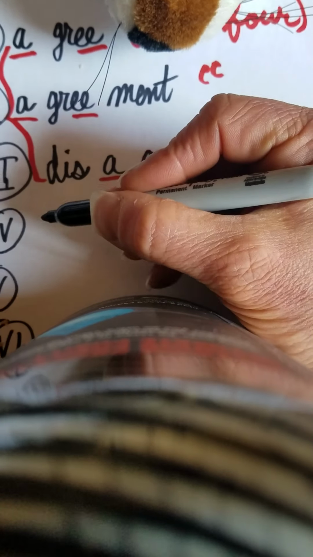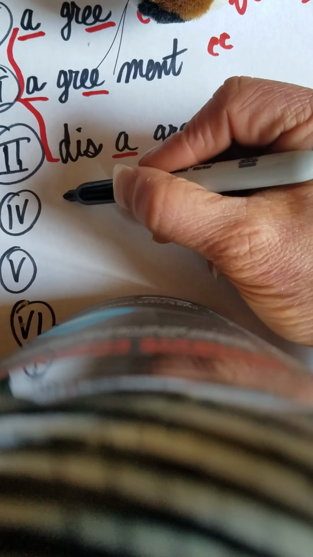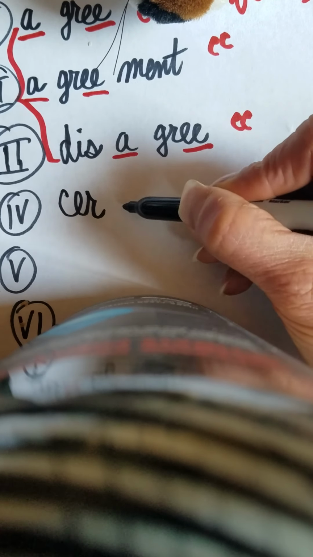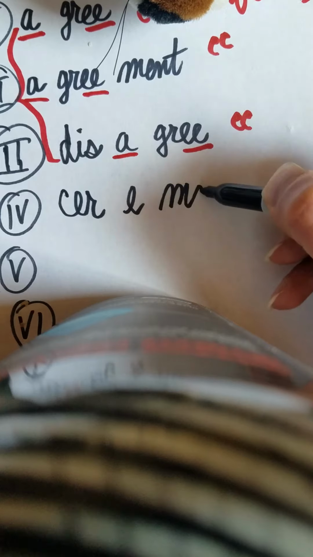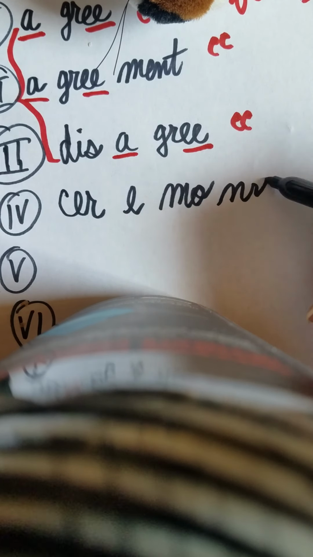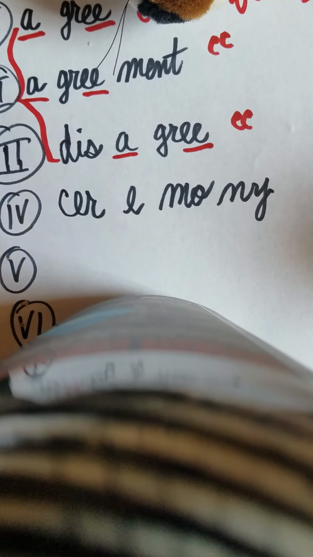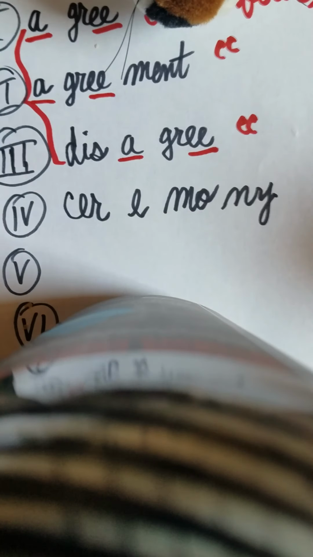Let me do that again. For the S, we use K. All right, so let's go. Ceremony. Okay? We don't say ceremony. We say ceremony.